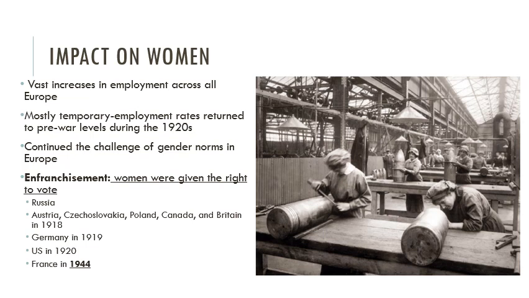So Russia was actually one of the earliest ones to give women the right to vote. I believe even before the war ended, that had occurred. And then some of the other nations that were involved, like Austria, Czechoslovakia, Poland, Canada, and Britain, gave women the right to vote in 1918. Germany in 1919. So shortly after the ending of the war, the U.S. finally in 1920, and then with the 19th Amendment.